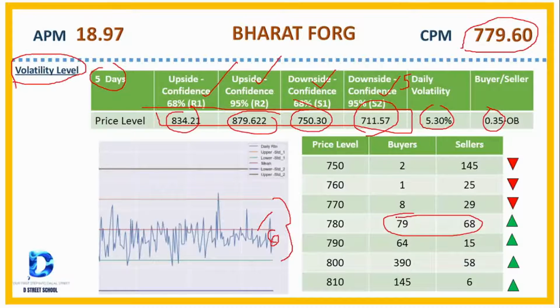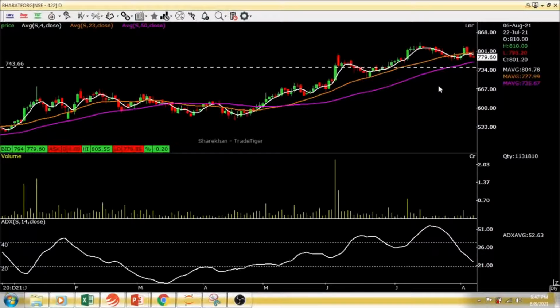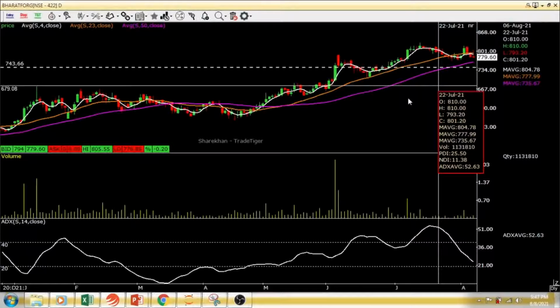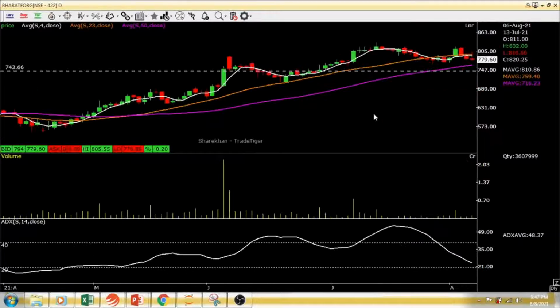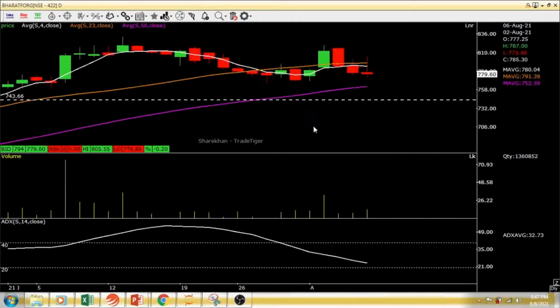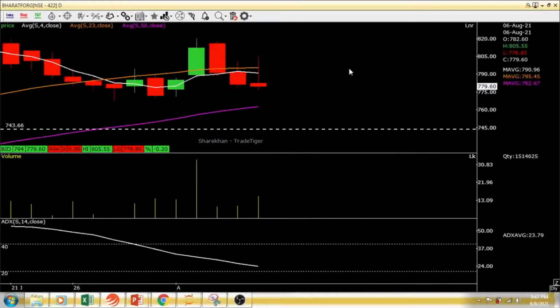So this is the statistical performance of Bharat Forge. Now we will be discussing the technical analysis. What you are seeing on the screen is the Bharat Forge daily chart. You can clearly see the last trading session on Friday. It clearly shows a gravestone doji, which means there is a lot of pressure on the upside. So we can expect a quick correction on it.